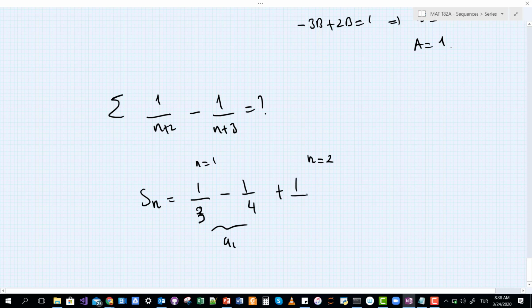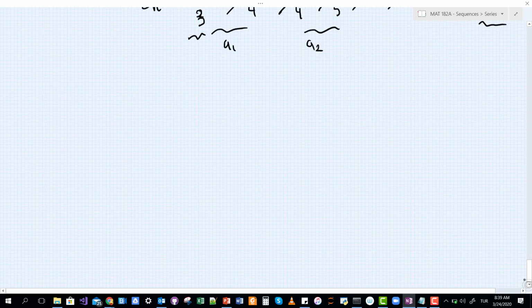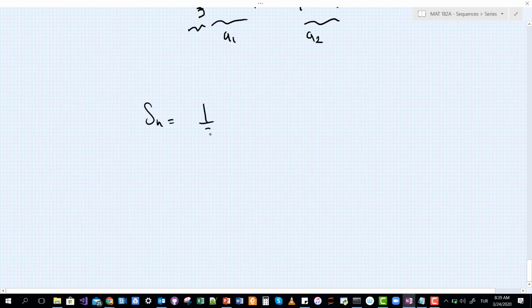When n is equal to 2, I'm going to have 1 over 4 minus 1 over 5, and so on and so forth, guys, right? I can keep doing this to get more terms, and then I'm going to add the first n terms. When n is equal to n, it is going to be 1 over n plus 2 minus 1 over n plus 3. So at this step, you need to look for the terms which you can cancel. You see, I can cancel all these terms. So that's the only term I cannot cancel, and this is the only other term I cannot cancel. So S_n will be equal to 1 over 3 minus 1 over n plus 3.